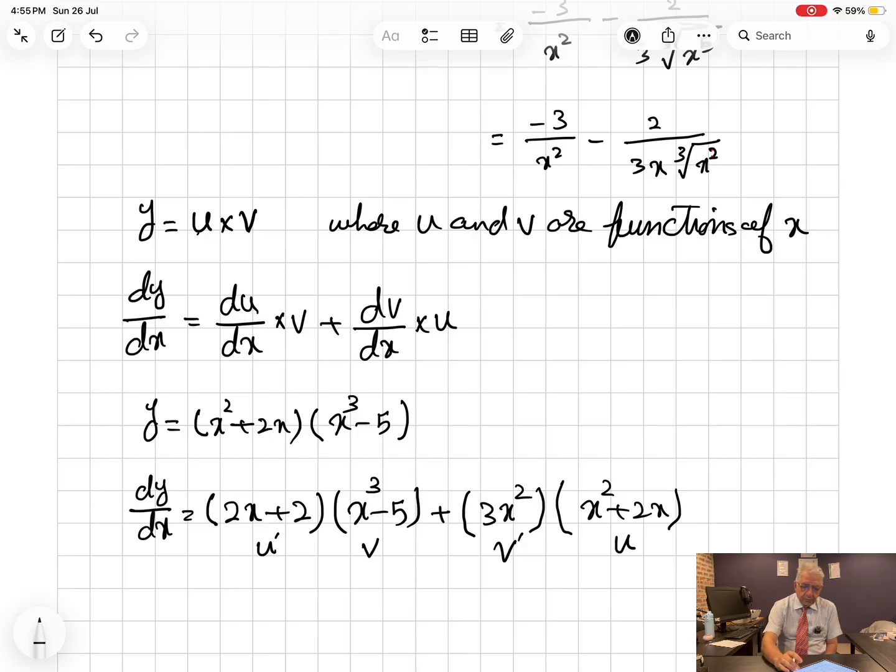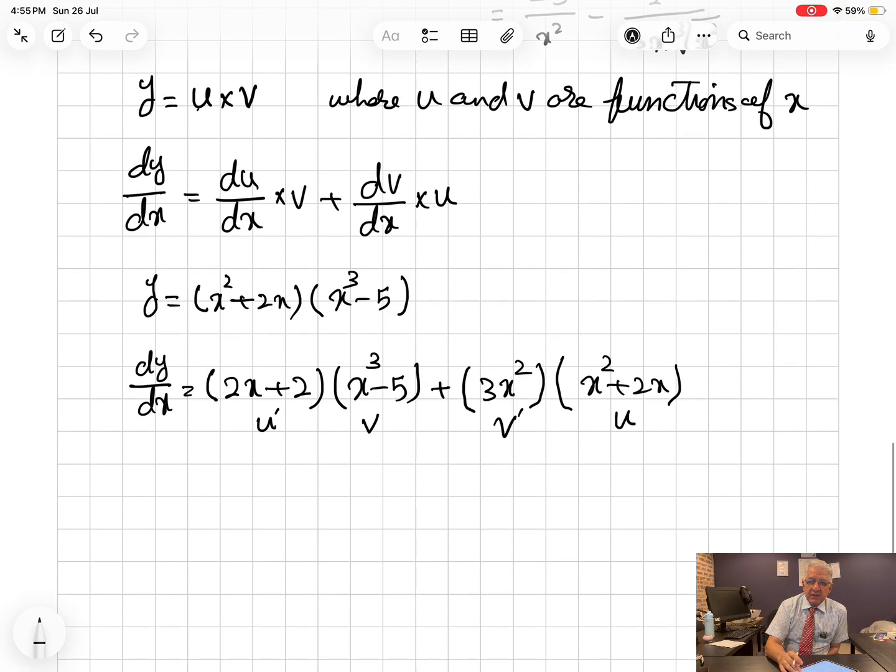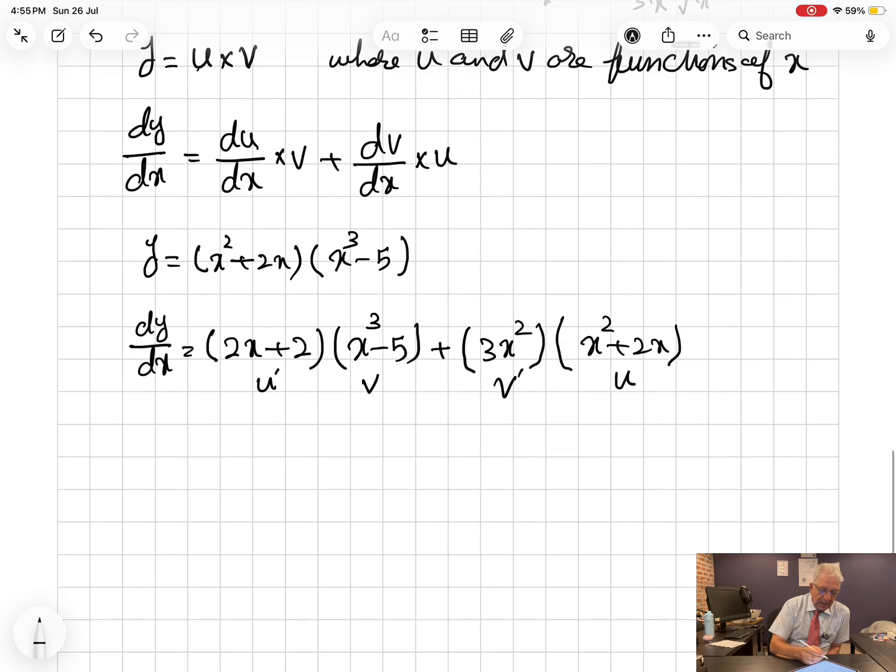Now, I'm not going to simplify this because we are just learning the rules, so it is not necessary to simplify the function. Otherwise, you can multiply this and then find the final answer. Now, anyhow, let me continue with another example.